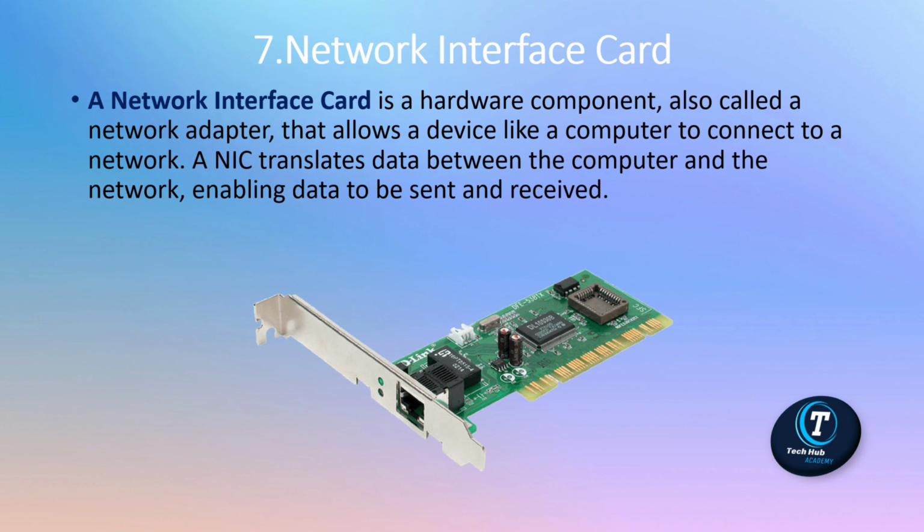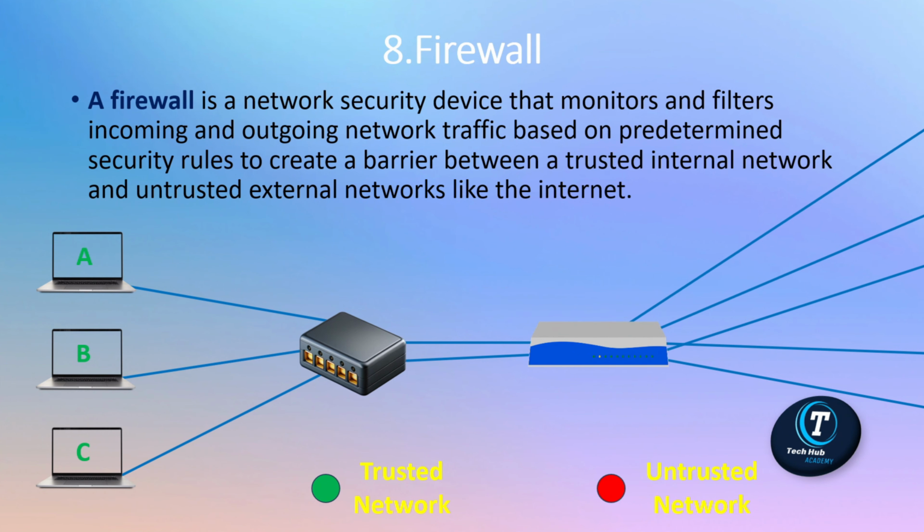Number 8. Firewall. A firewall is a network security device that monitors and filters incoming and outgoing network traffic based on predetermined security rules to create a barrier between a trusted internal network and untrusted external networks like the internet. This security device protects your network from unauthorized access or harmful data. It monitors incoming and outgoing traffic and blocks anything suspicious.